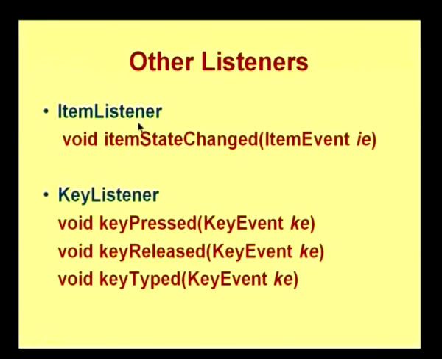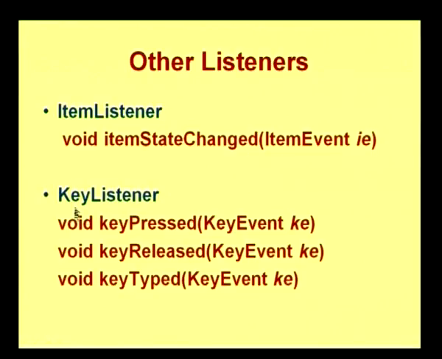Next is your item listener. Here the item listener is used when you change the value of the item. When I choose a particular item, my item state changed method is automatically invoked. This is invoked when your event source generates an item event.